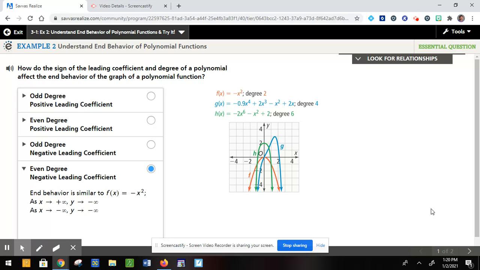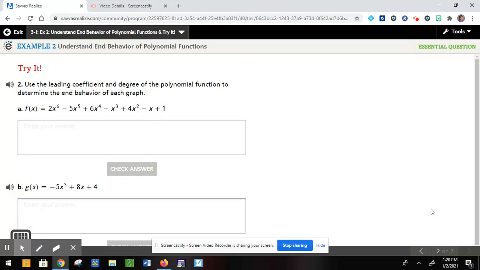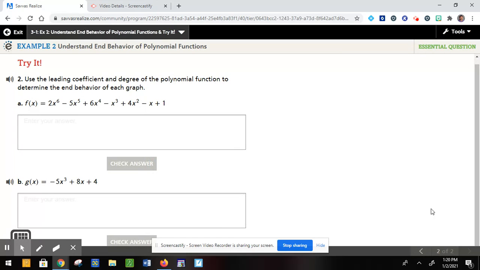So when the degree is odd, the end behaviors are opposite. One side goes up, one side goes down. When the degree is even, they both do the same thing, and it depends on what the leading coefficient is. All right, so now you've got two examples. Try to figure out what you think both are going to be doing, then pause it, come back, and see if what you got matches what I got.